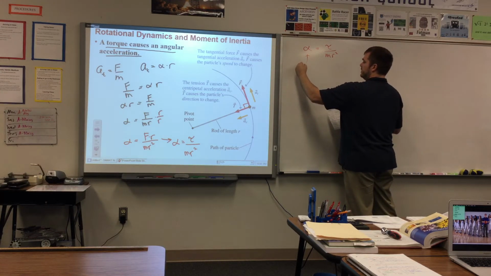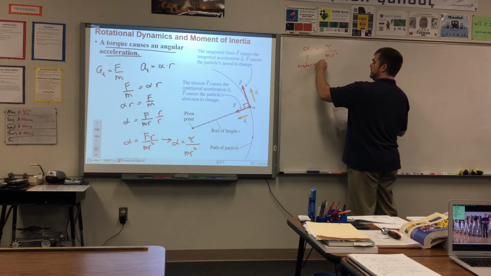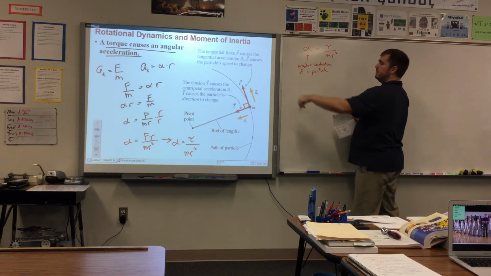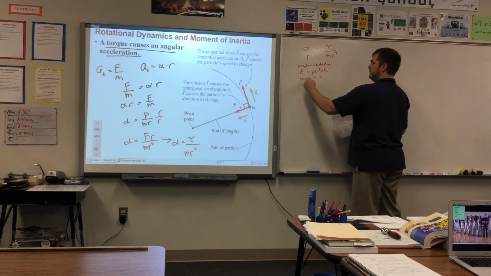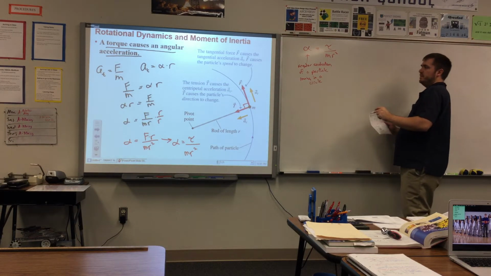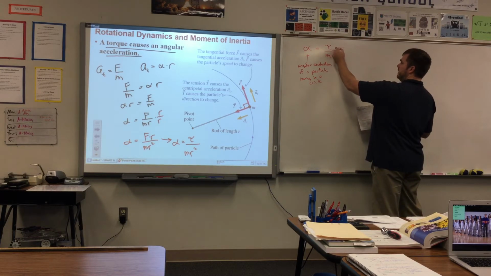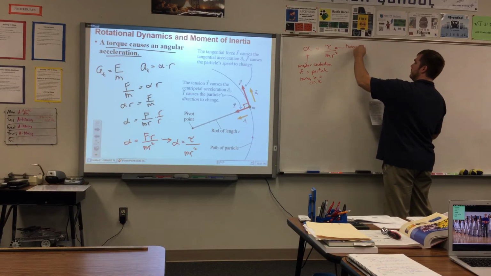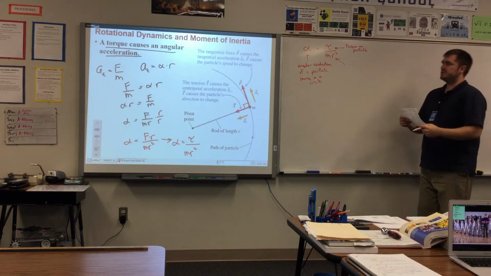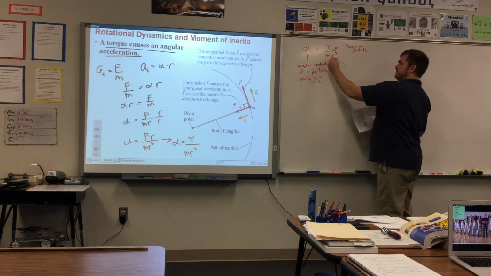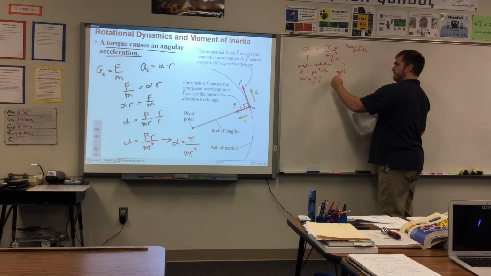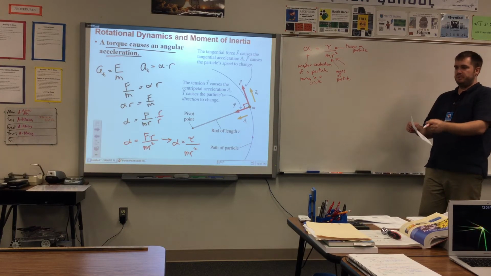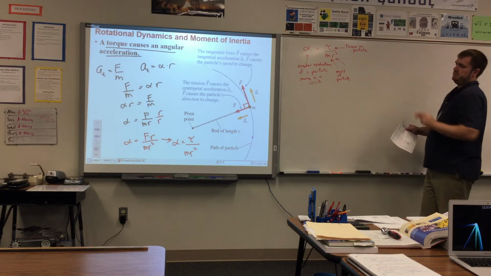This is the angular acceleration of a particle moving in a circle. And that is the result of a torque on the particle. And that angular acceleration is affected by the mass of the particle, and r, which is the radius, or the distance between the pivot point and the edge of the circle.